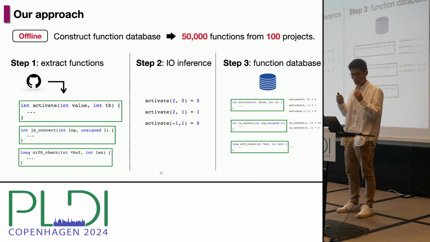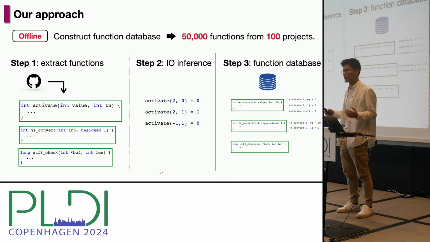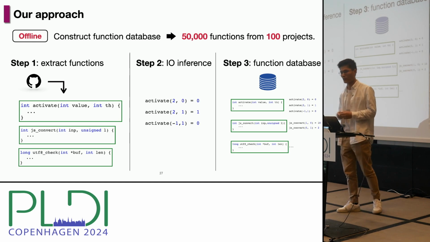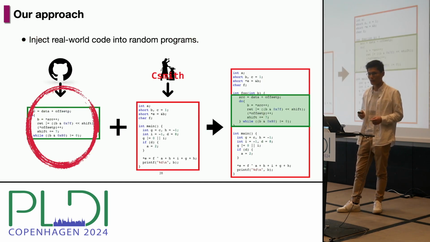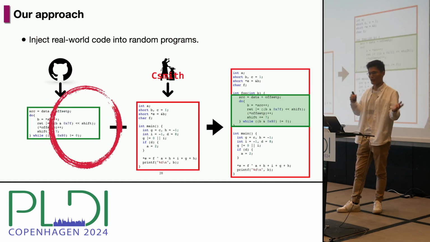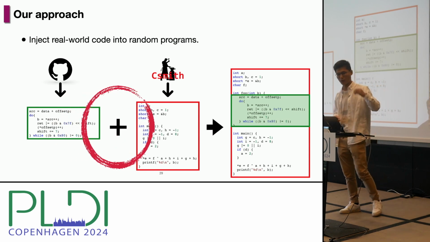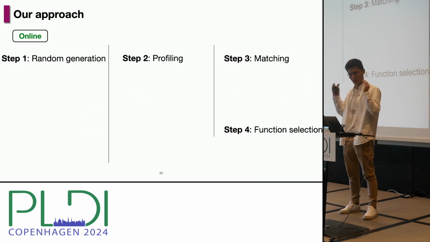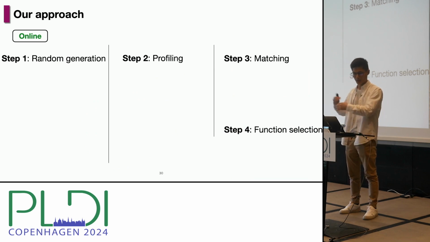In our current implementation, we extracted over 50,000 functions from more than 100 of the most popular C projects hosted on GitHub. Next, I'll show you how we inject those real-world functions into random programs. This is the so-called online procedure, that is, how we generate new programs.